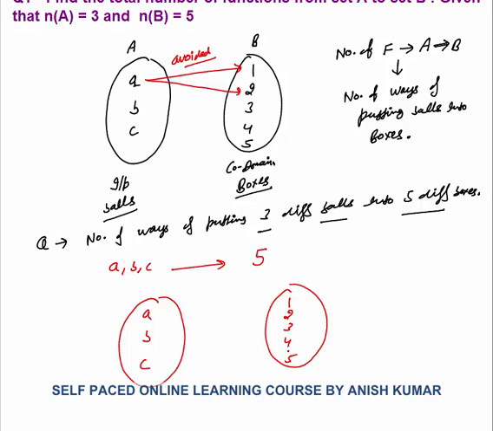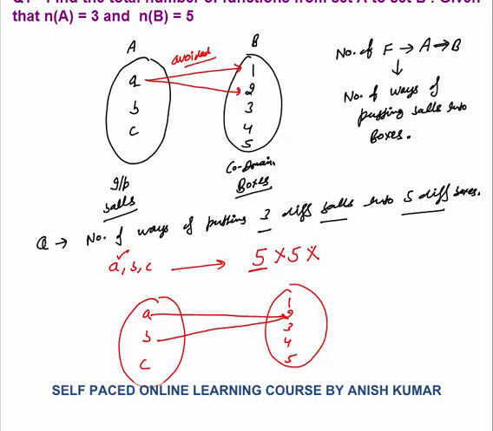Now my ball number A can go to any of the boxes. Let's say ball number A goes to box number 2. So how many options do we have? 5. So ball number A has 5 options. You can put ball number A in any of the boxes. Ball number B, again 5 options. You can put ball number B in box number 1, 2, 3, 4 or 5. Let's say ball number B also goes to box number 2, also possible. So ball B also has 5 choices.